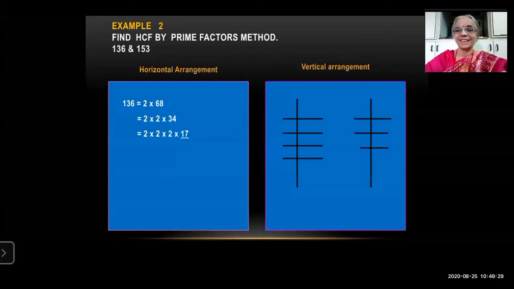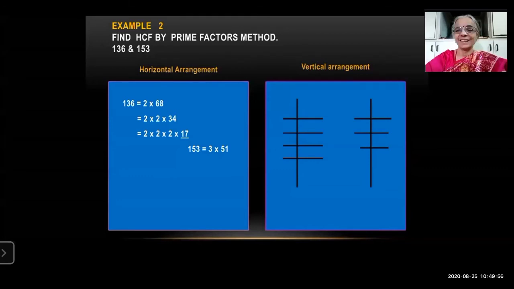And if you have completed your division, just check your answer. 153 equals 3 into 51. Now 51 is also not a prime number, so again we need to factorize 51. 5 plus 1 is 6, so 51 can be divided by 3.